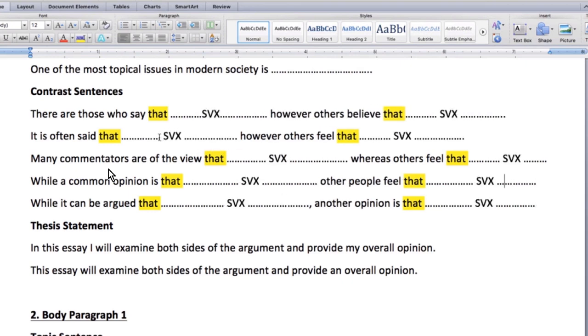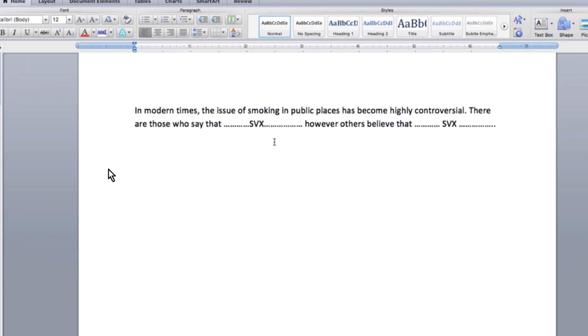So I put SVX to mean subject, verb and the rest of the sentence. You will have that after that twice in each one of these, which gives you a really nice big complex sentence with perfect grammar. So I will just choose the first one, it doesn't really matter. They're all the same. Okay, so in here we're going to say smoking should be banned, and here we're going to say shouldn't be banned.